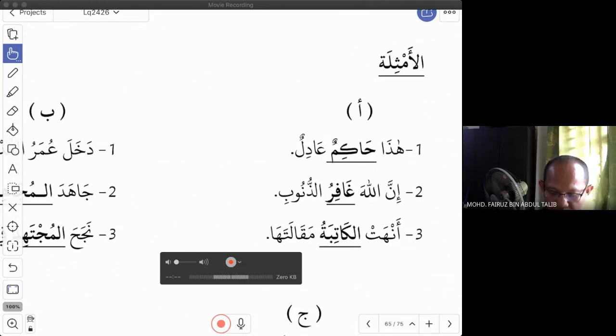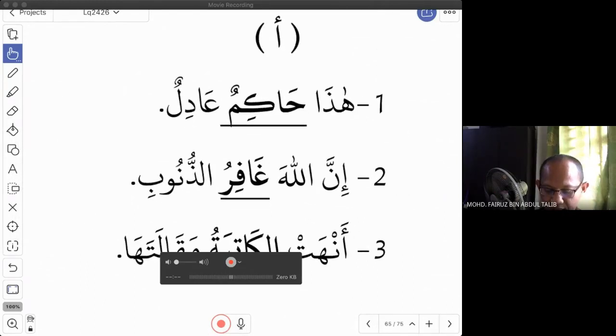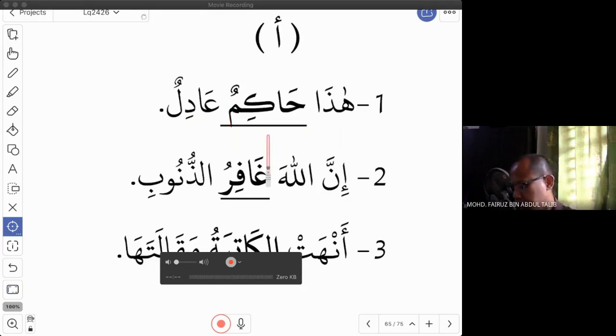Al-amsila fi majmu'a alif. Al-jumla al-ula, hadha hakimun adil. This is hakim adil, the just. What is the meaning of hakim? Normally when we say hakim, what does it mean? From our lesson, ma makna hakim? Anyone? Ruler. Naam. Hakim, the meaning of hakim is a ruler. Naam, sahih. So the sentence means this is a just ruler.